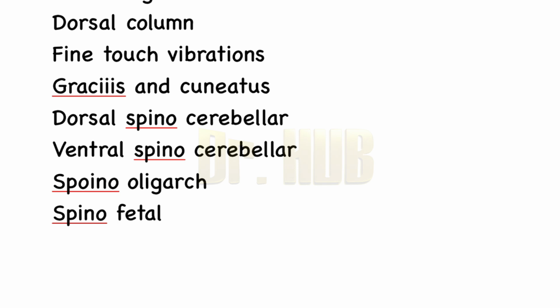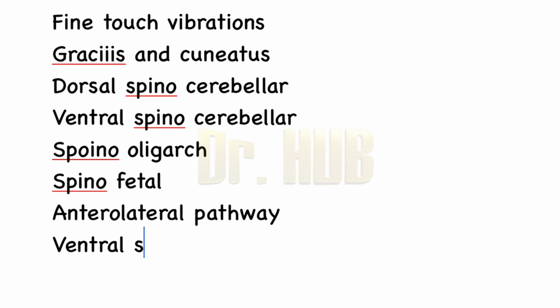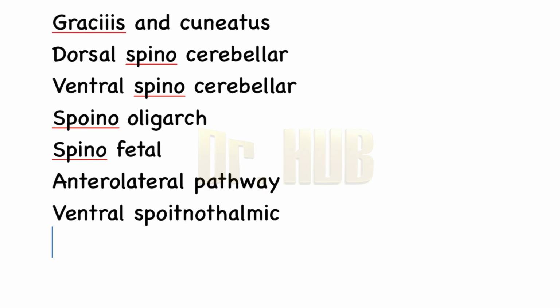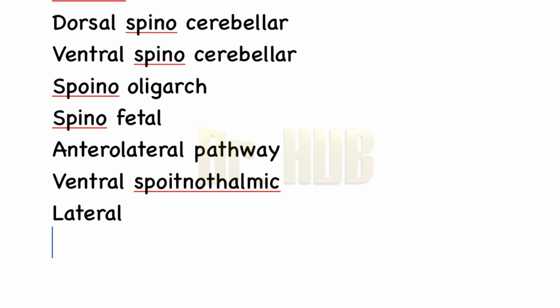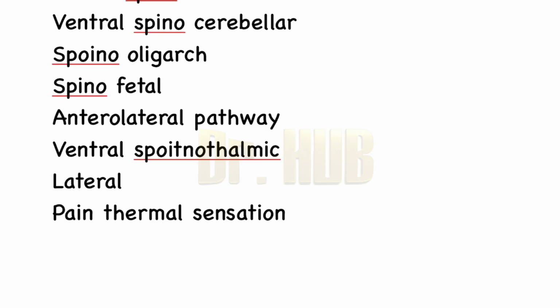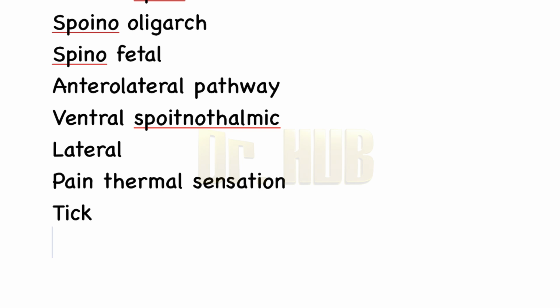This comes under the anterolateral pathway. So what does the anterolateral pathway include? It includes the ventral spinothalamic and the lateral spinothalamic. Here it is concerned with pain, thermal sensations, as well as crude touch, pressure, the tickle and itch sensations, and the sexual sensations. So all this is carried by the anterolateral pathway.